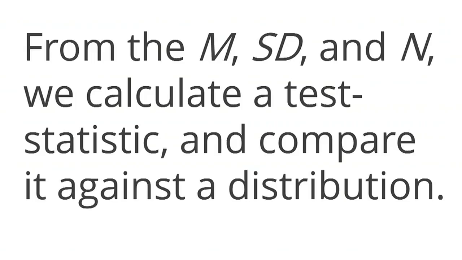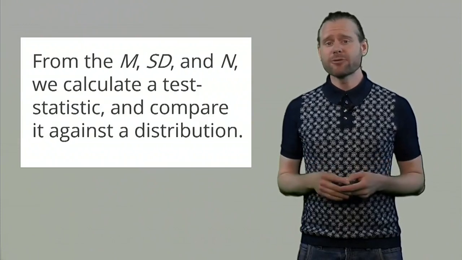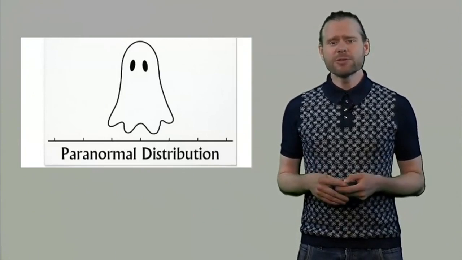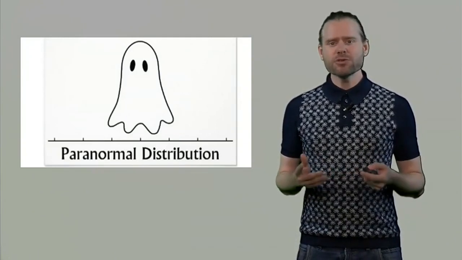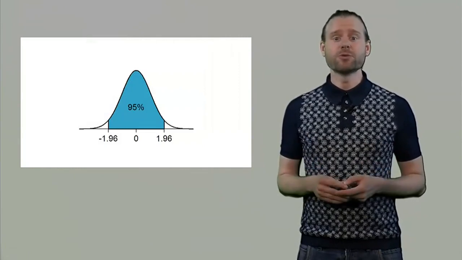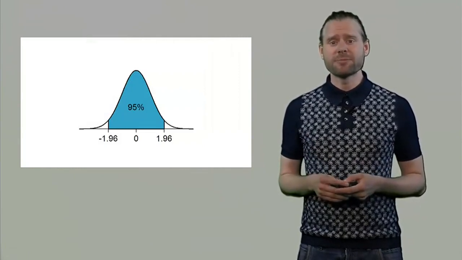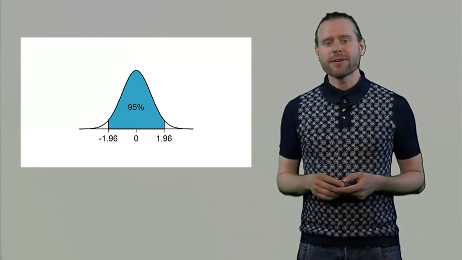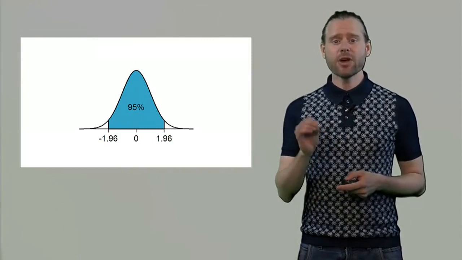From the data that we have, we can calculate means, standard deviations, and we know the sample size that we have. We can use these parameters to calculate a test statistic and compare this test statistic against the distribution. You can use many different types of distributions. If you examine precognition, you might want to use a paranormal distribution. But most often people just use the normal distribution. So this bell-shaped graph is something you might have seen before.